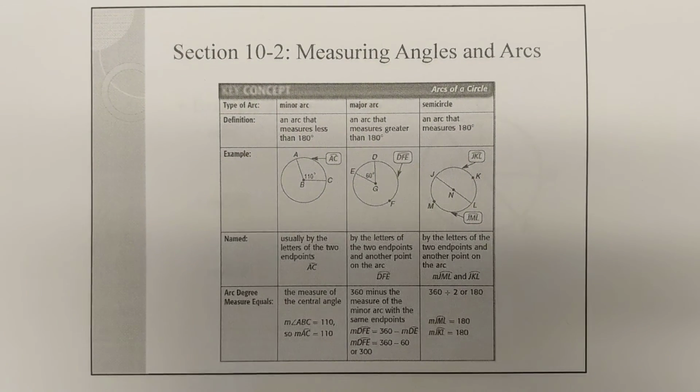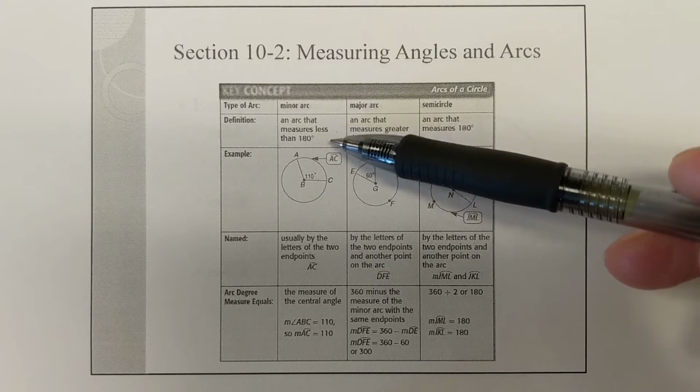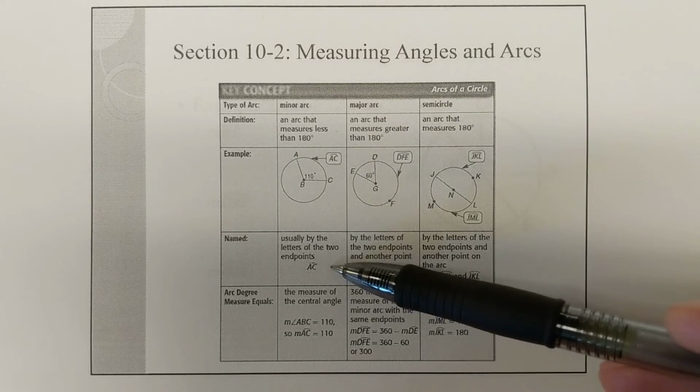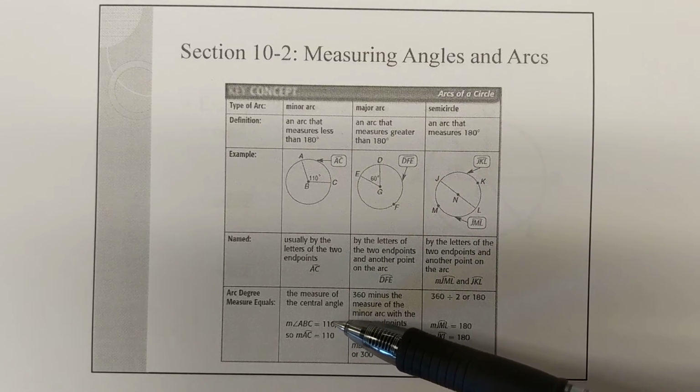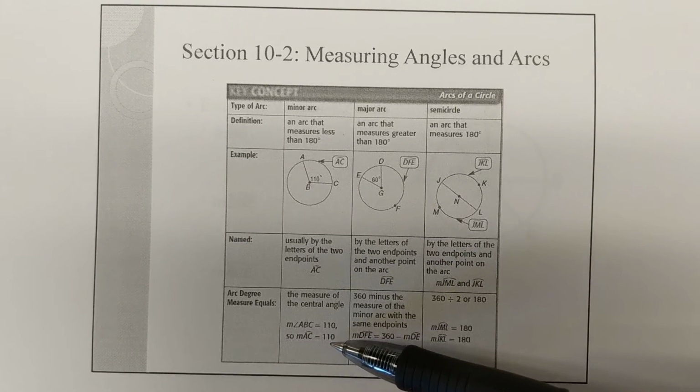Now you have 3 types of arcs. You have a minor arc, which measures less than 180 degrees and is named by just the endpoints, so arc AC here. So endpoints there. The measure of the arc is the same as the measure of the central angle. So here the angle is 110, so the arc is 110.